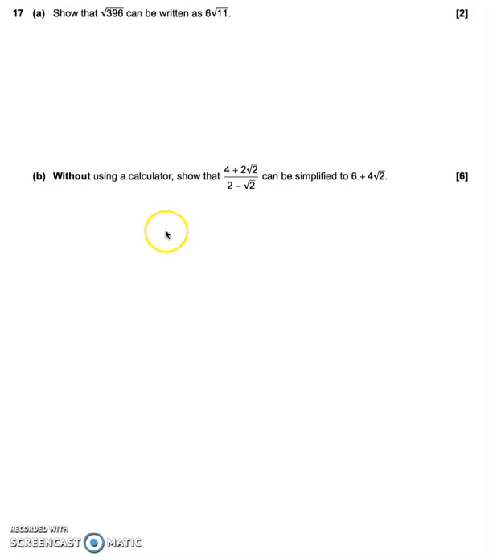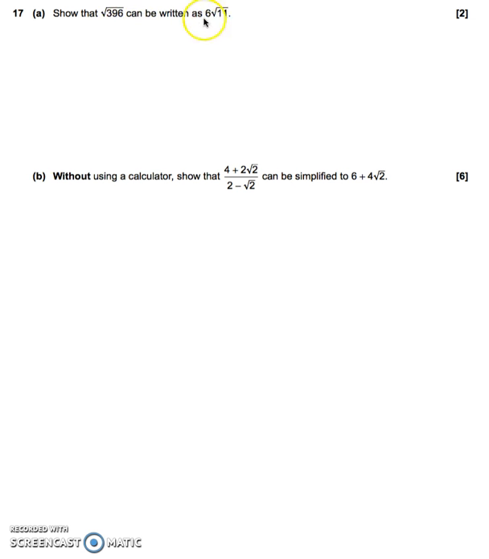Right, question number 17, the last question in the paper, 17A. We're asked to show that the square root of 396 can be written as 6 lots of root 11, 6 root 11. This is a simplifying of surds question. You need to understand the rules in order to understand what you can do here.